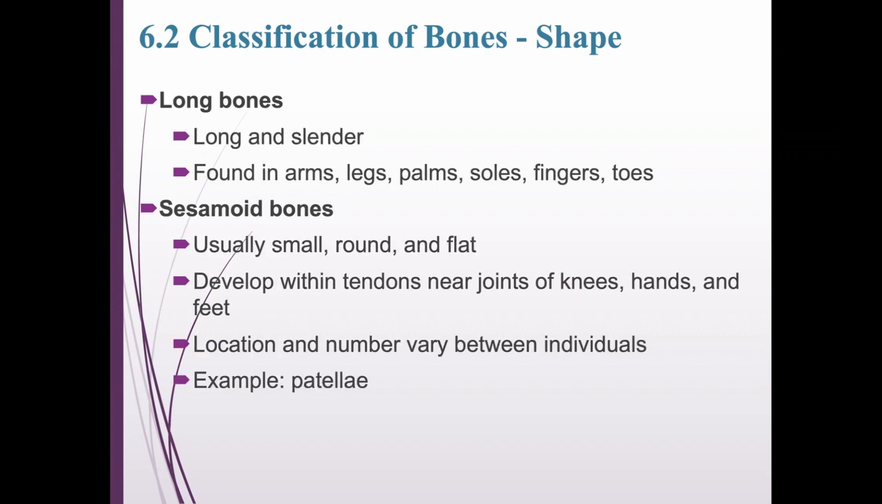Long bones are going to be long and slender. They're going to be found in your arms, your legs, your palms, so your metacarpals, the soles of your feet, your metatarsals, and your fingers and toes, your phalanges. Those are examples of long bones because they are longer than they are wide. Your sesamoid bones are usually round, flat, and small. Like I told you a few slides back, they develop within tendons near the joints of the knees, the hands, and the feet.